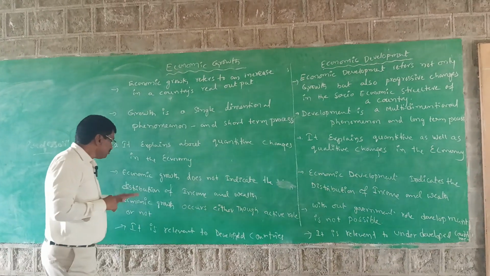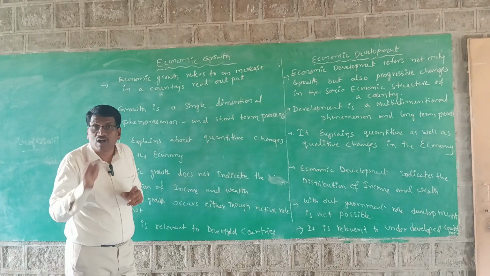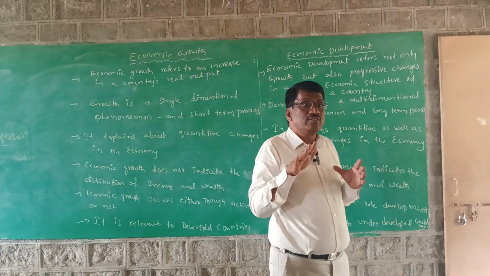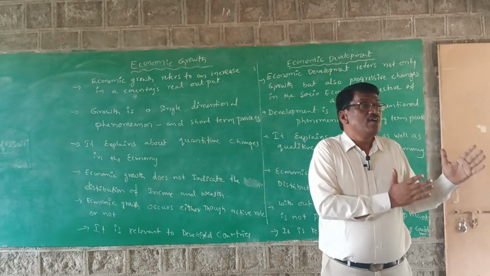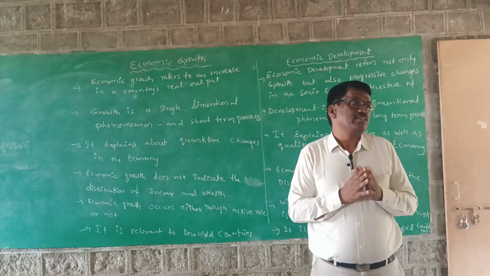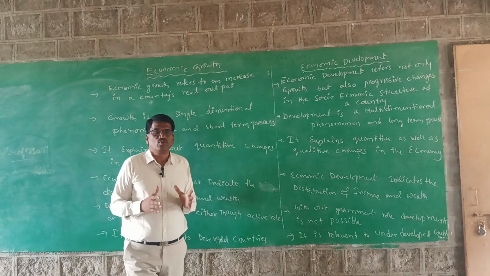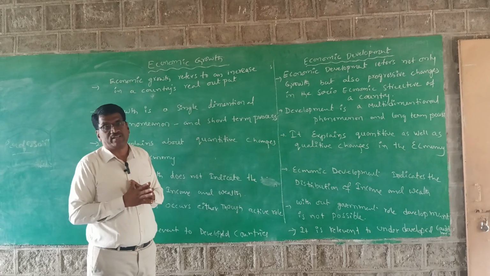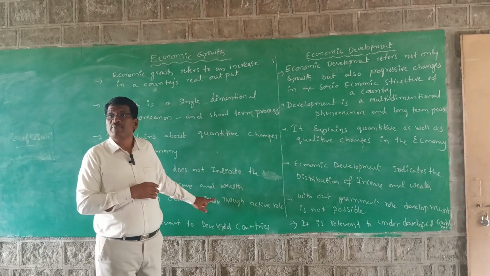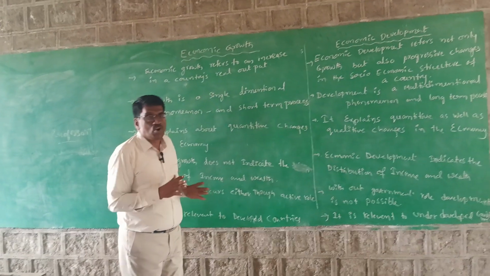And next, economic growth occurs either through the active role of government or not. It is very, very important. Economic growth does not take the government role, either way. That means when we want to start growth, there is no need for interference of government. Without government also we can achieve our economic growth. Economic growth does not need interference of government.